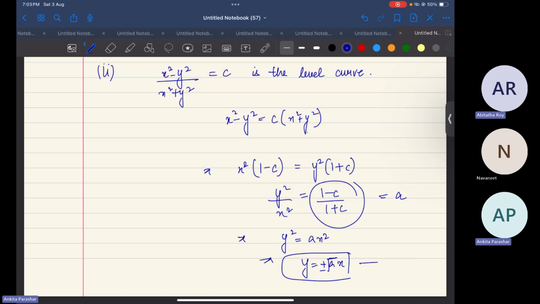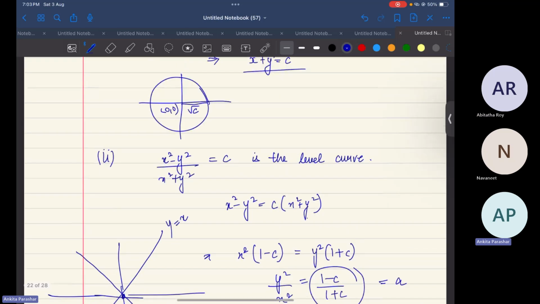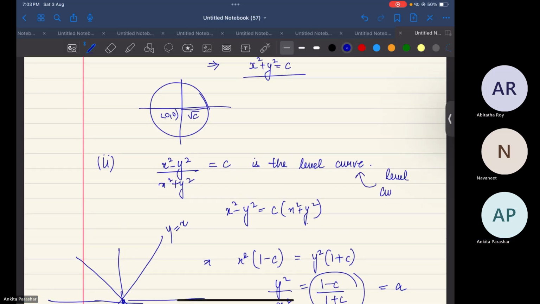So what does it represent? It represents two straight lines, and it will for sure pass through the origin. One is positive, one is negative. If I put a to be 1, then it is y equal to x and this is y equal to minus x. So the level curves here are a pair of straight lines. This is okay, right?